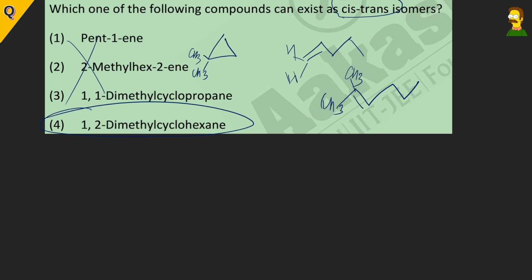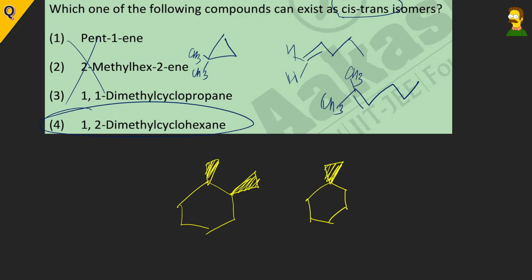So 1, 2 dimethyl cyclohexane. Okay, that's interesting. Cyclohexane. Let me just draw them. So this would be cis, and the other one would be trans. Coincidentally, what we were talking about right over there, right?